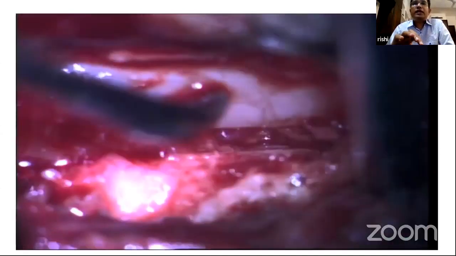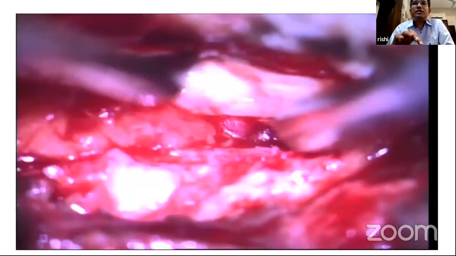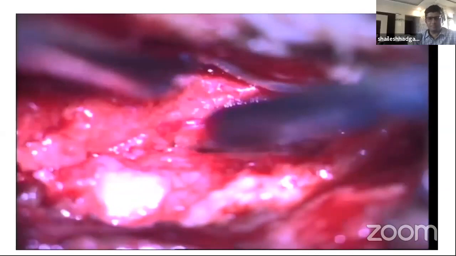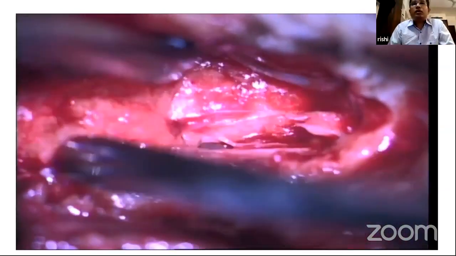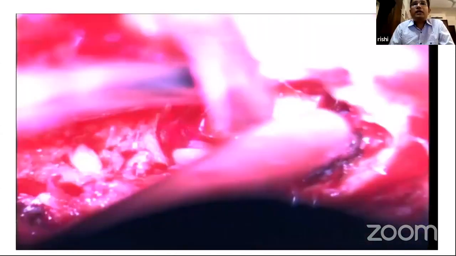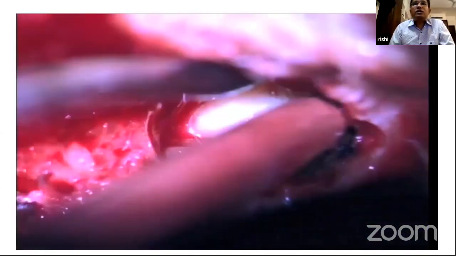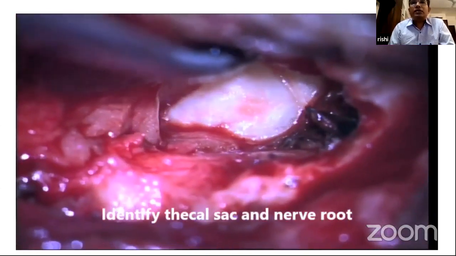So next step is to identify the nerve root. So we need to see the S1 nerve root now. So we can see the S1 nerve root. Yeah, that is the place where the S1 nerve root is located. So the next step is to retract the shoulder of this S1 nerve root to identify the annular bulge. So there are few epidural veins which are engaged. Yes, so that is the annulus which is bulging, the white shiny structure.